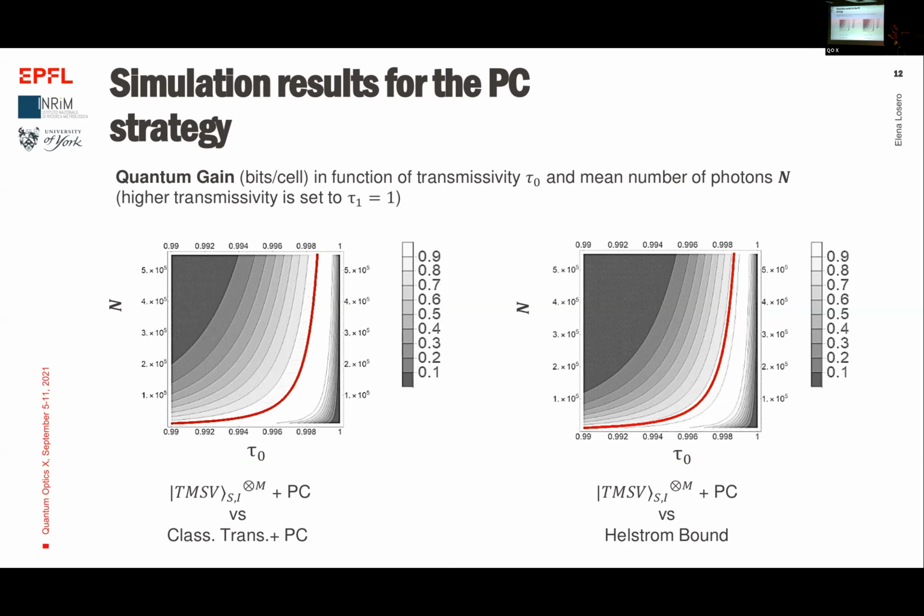On the left, we have the quantum gain with respect to the classical transmitter plus photon counting strategy, while on this side here we have the quantum gain versus the Helstrom bound. And you can see that in both cases we have big regions where the quantum gain is bigger than 0 and very close to 1. So this means that this strategy really improves the performances of the protocol with respect to the classical case.